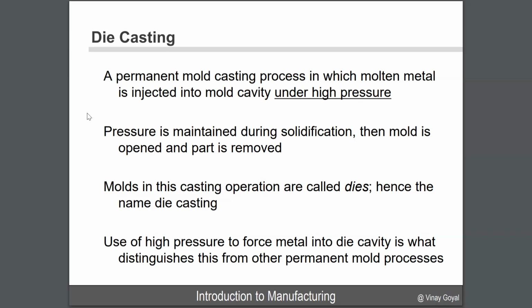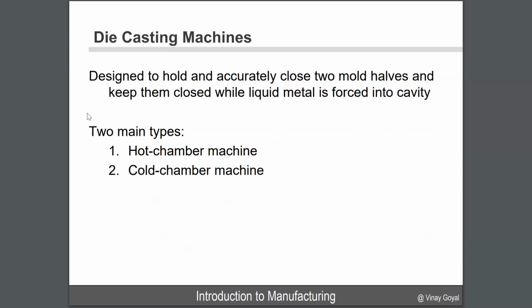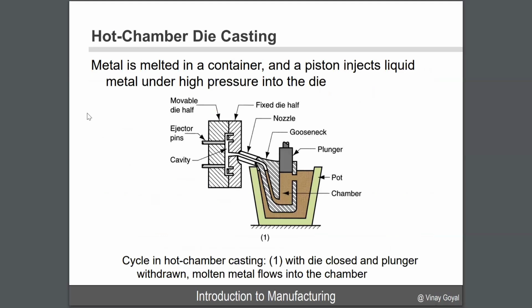And that's actually very different from the other ones we looked at. There are two kinds you will see in the industry: the hot chamber machine and the cold chamber machine. They're kind of funny names, actually, but both of them have been used with a lot of success. Let's look at the hot chamber die casting. Here you have your chamber, here you have your pot, here you have your plunger, and here you have your fixed die half, one of the halves. Here you have the other half. This is to eject the dies from each other.